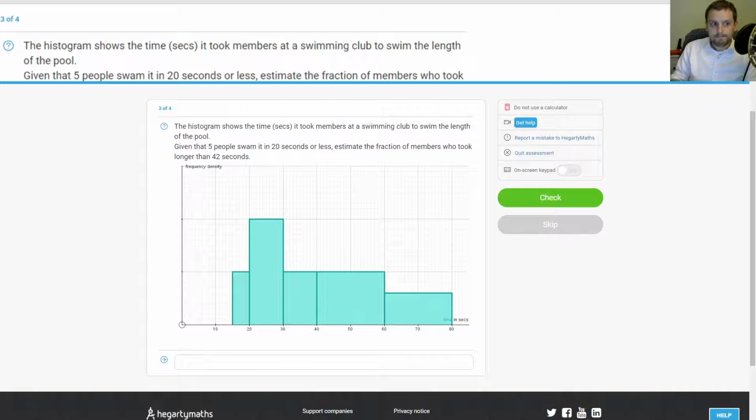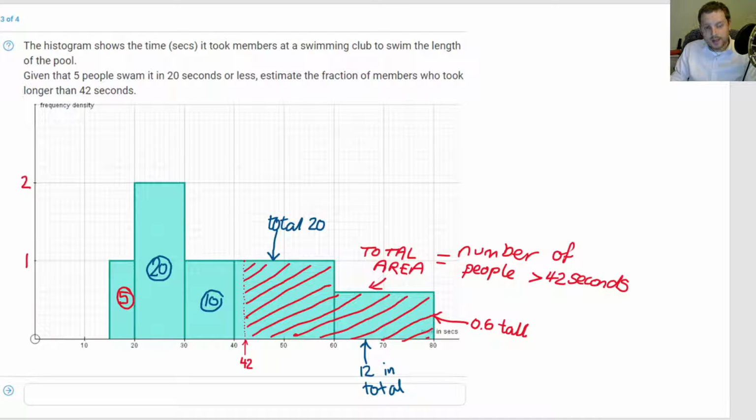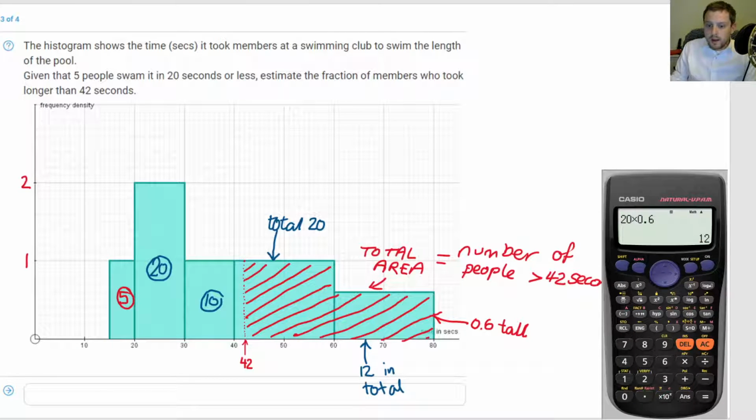I was trying to get rid of the calculator and I brought the other screen back. There's the calculator gone. I can work out how many people there are altogether. So I need to do 5 add 20, add 10, add 20, add 12. I'm adding up all of the areas. So there are 67 people in total, or 67 swimmers in total, if you want to be more specific. So 67 people in total.